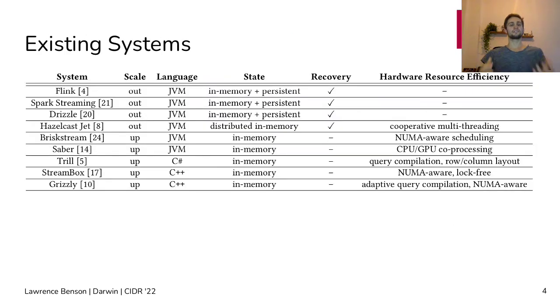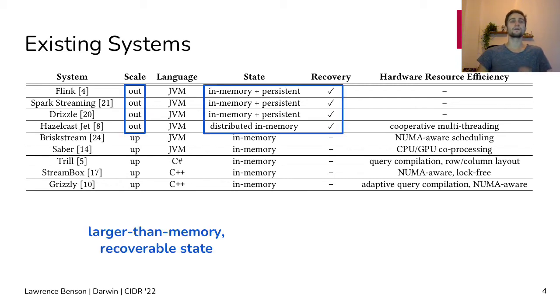So let's have a look at existing systems and what's out there. We can really see the strong contrast between scale-up and scale-out systems. Here we look at traditional scale-out systems, like Flink and Spark Streaming, which are widely used in industry, and so they have a lot of features that are really relevant for industry applications. They support in-memory and larger-than-memory state, with also persistent state, so that makes them recoverable.